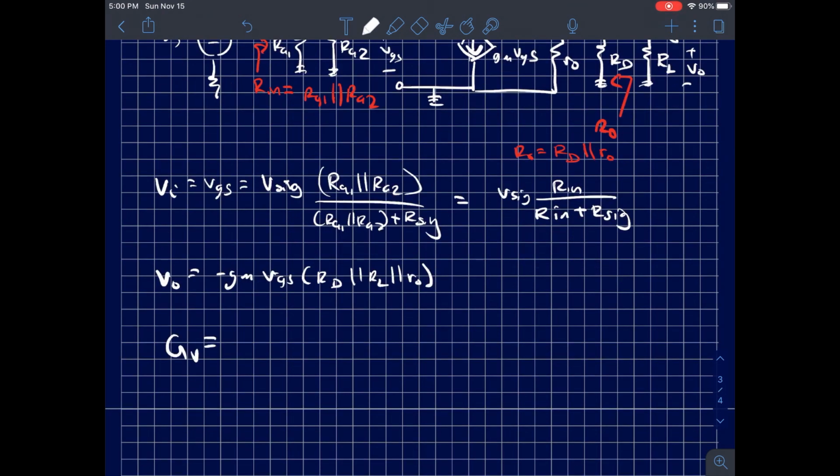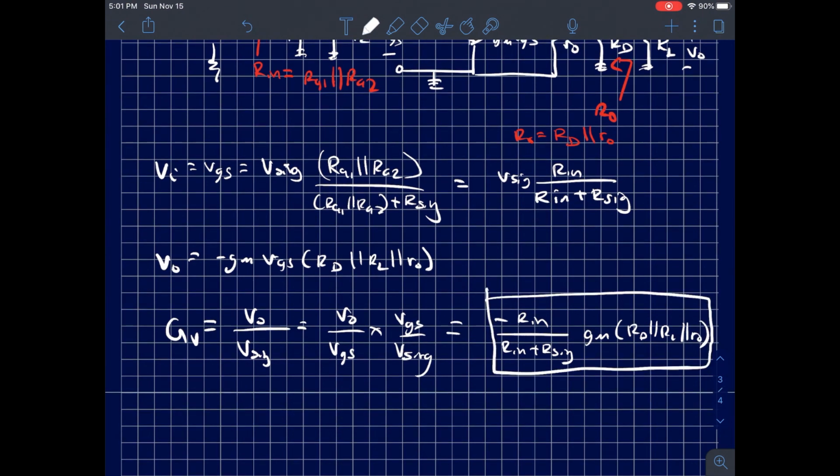Gv is equal to V0 over V sig, which is equal to V0 over V gate to source times V gate to source over V sig, and it's equal to negative R input over R input plus R sig times gm times RD in parallel with RL in parallel with r0. And this arises just by taking the V0 over VGS expression and then taking VGS over V sig from the previous expression. And that's exactly how I arrive at the overall voltage gain.